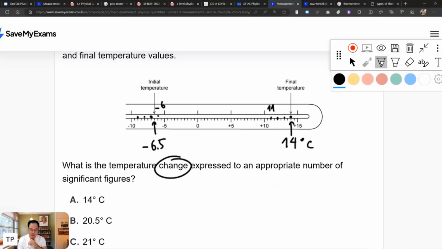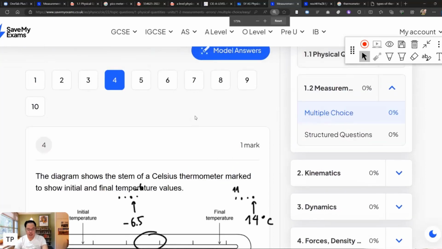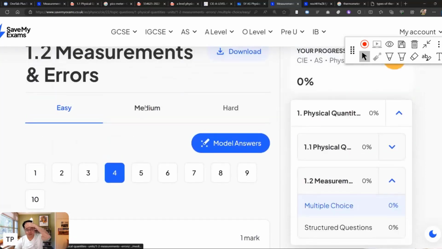Okay, minus. This is 11, 12, 13, 14. So this final temperature is 14 degrees. The question is the change. So 14 minus minus 6.5. So the change is, sorry, need to put the other 0.5 down. Yeah, it is 20.5.